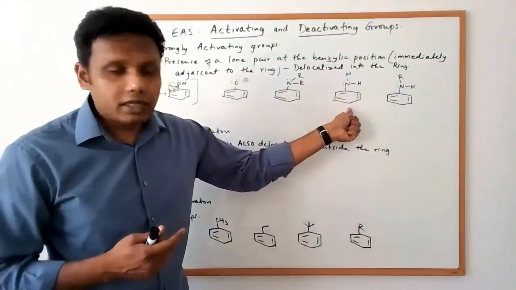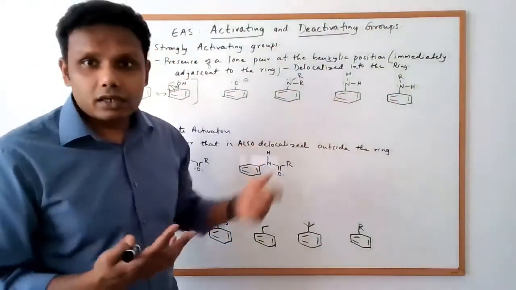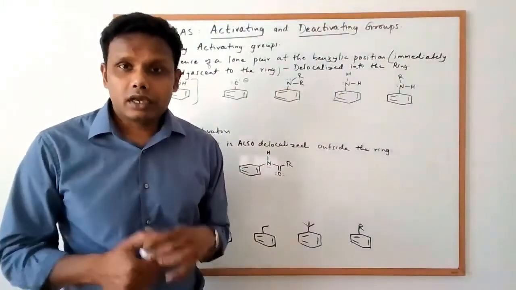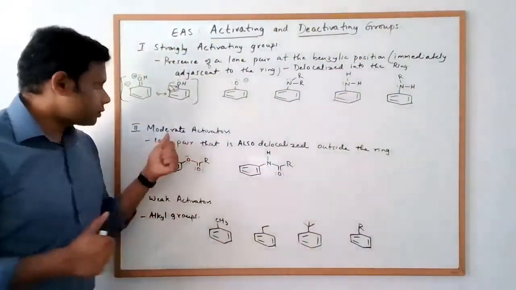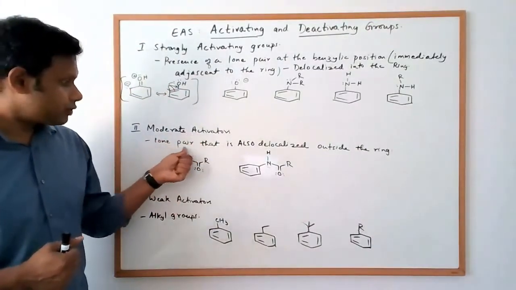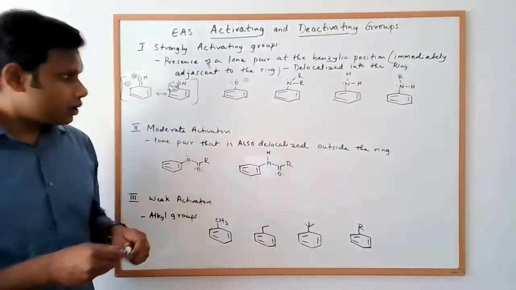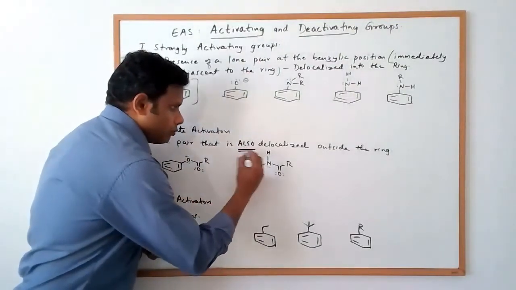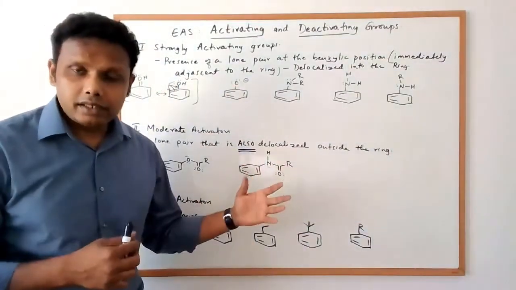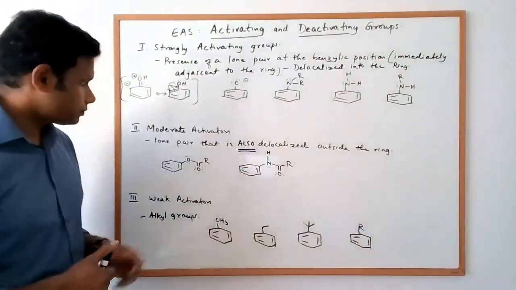So that's parent aniline, that's sort of like a secondary amine equivalent of an aniline, and this is a tertiary amine equivalent of an aniline. All of these are strongly activating groups. The second category is moderate activators. These are characterized by the presence of a lone pair, again at the benzylic position, but this lone pair can also be delocalized outside the ring. And in that case, the group is moderately activating.